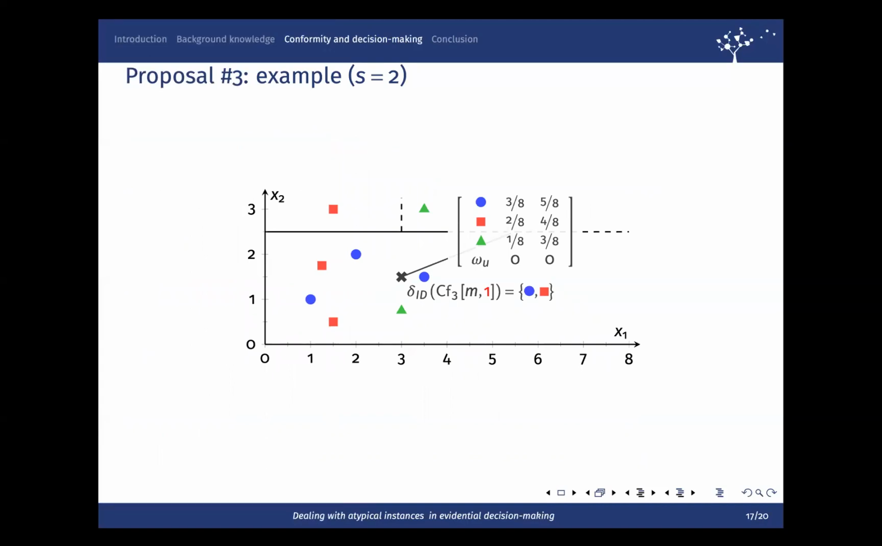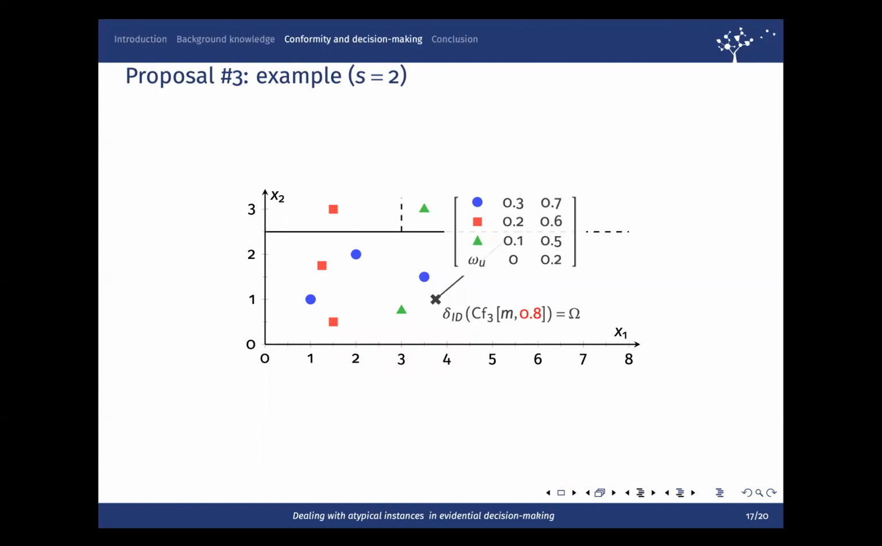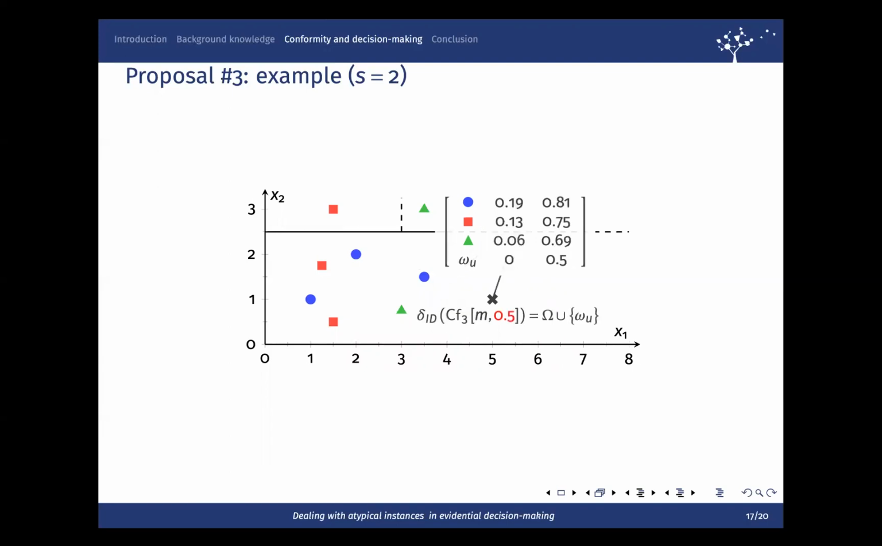In this case, we can see that if we have a completely conform instance, we will predict class blue or red. Once we decrease the conformity degree enough, we will end up with the set of all possible classes. And if we further decrease the conformity of the instance, we will end up with a set of possible classes plus the unknown class.